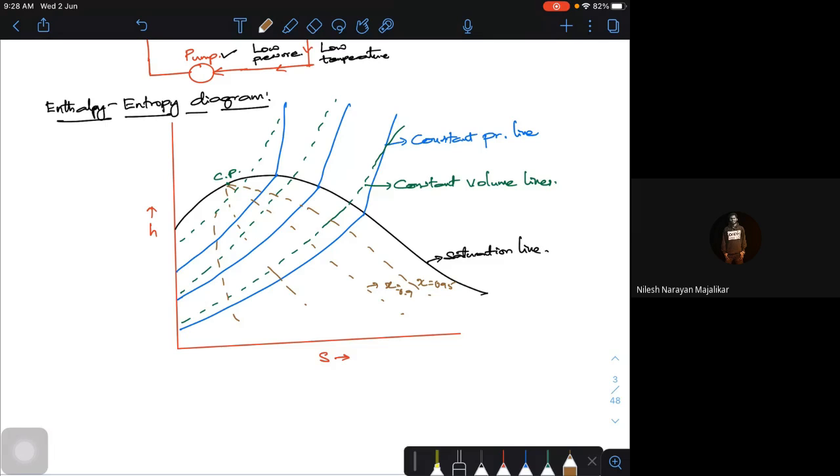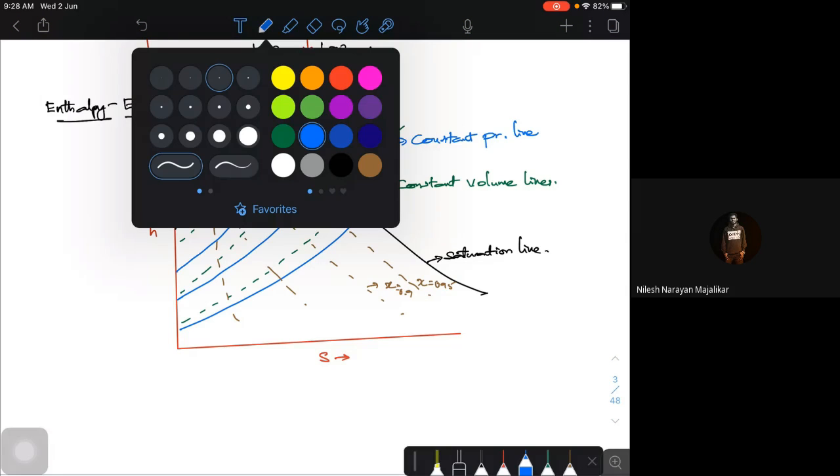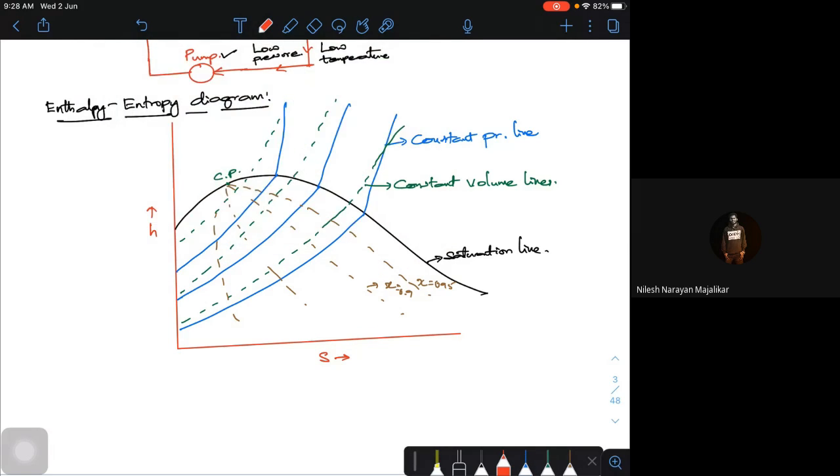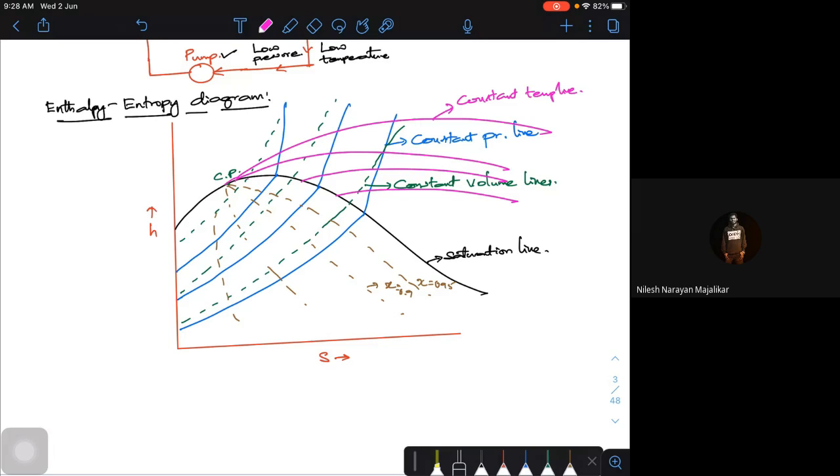Okay. Then one more thing is there, that is your constant temperature lines. How will these be going? These constant temperature lines will be going in this fashion. It will be going like this. These are constant temperature lines, which also continue above, in the superheated region.